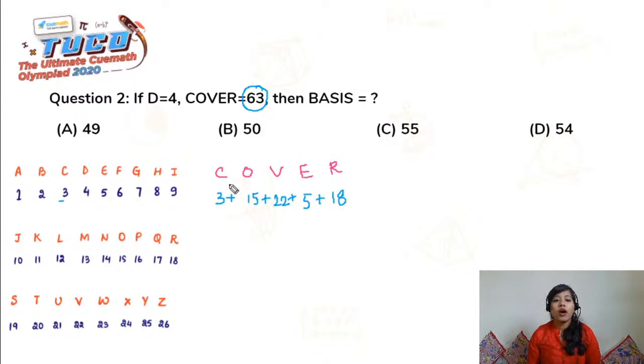I'm sorry. All right. So now let's see here. When we add up all of these numbers, we are going to get 63. That means our logic actually worked out. So for basis, how are we going to do? We are going to take the respective numbers and we are going to add them up.